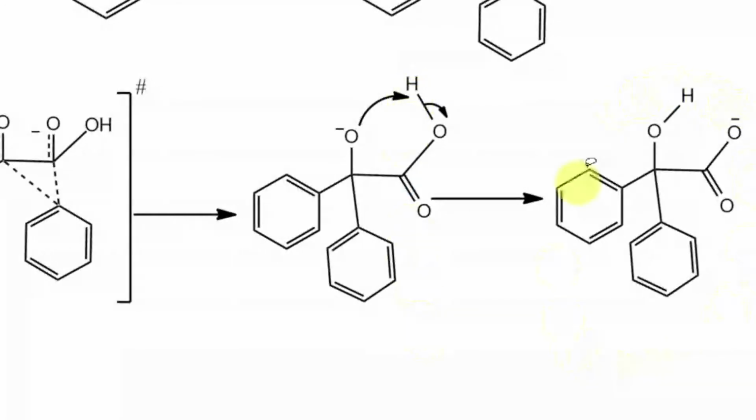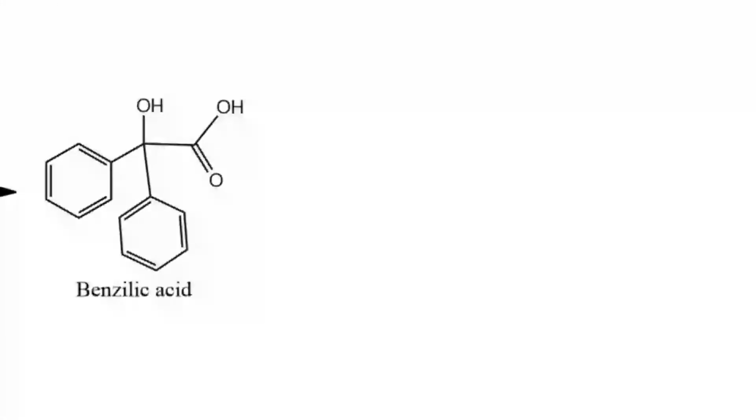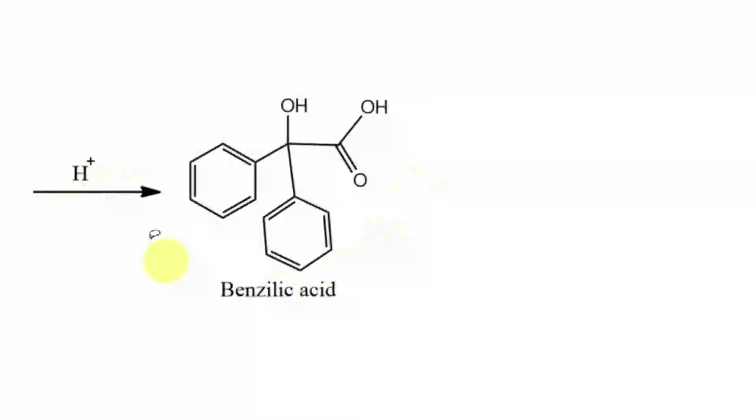There will be a negative charge on this oxygen, and that will pick up this proton, which is the most acidic proton in that molecule. So we can assume an intramolecular reaction here. So we will get a salt of the benzilic acid. Protonation with a stronger acid will lead to benzilic acid.